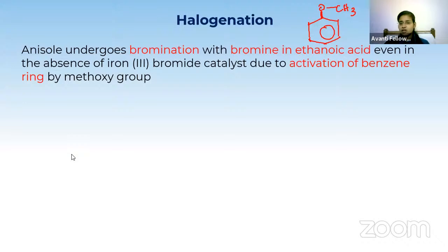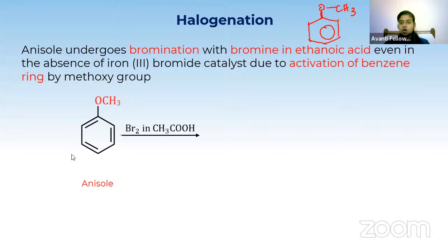With bromine and ethanoic acid, even in the absence of iron bromide as a catalyst, due to activation of the benzene ring by the methoxy group. Listen. Take the anisole and treat it with the electrophilic reagent, bromine in the presence of ethanoic acid. Ethanoic acid is a solvent and bromine is the halogen part. Here you don't have to use any catalyst, iron 3 bromide or AlCl3, FeBr3.